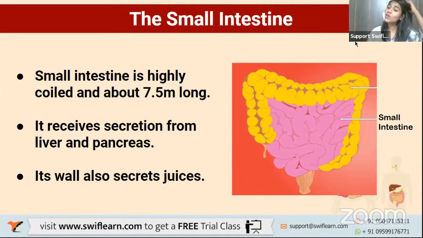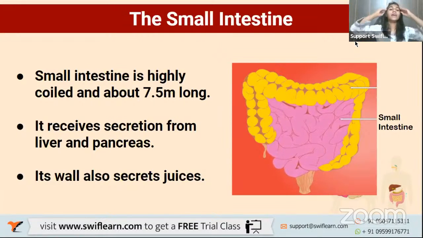Now, even though the small intestine is longer than the large intestine, it is coiled and kept inside, in between the large intestine. It is about 7.5 meters long. Just imagine, a 7.5 meter long thing is in your small intestine, near your stomach, under your stomach.